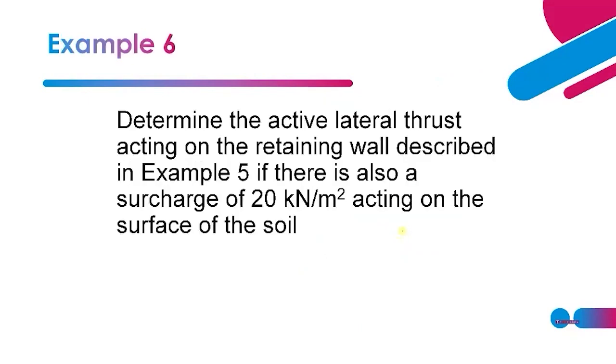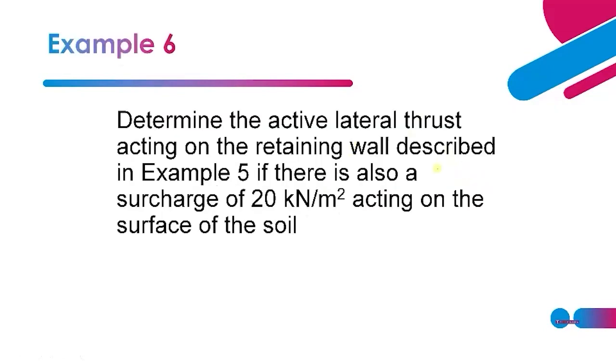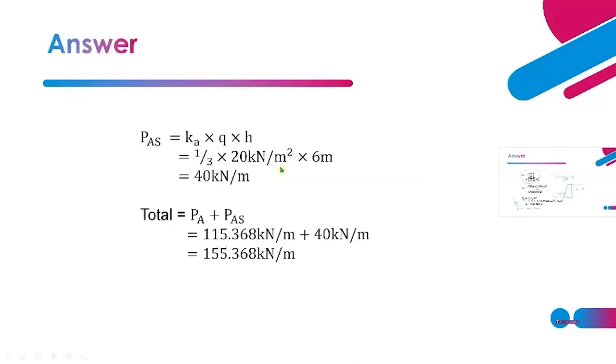So determine the active lateral thrust acting on a retaining wall described in example 5, if there is also a surcharge of 20 kN per meter square acting on the surface of the soil. This is the solution. It's according to the example 5 because dia bagi surcharge, dia minta total active lateral thrust. Maksudnya termasuk juga dengan surcharge. Pressure due to soil that kita dah kira example 5. Sekarang kita kena kira surcharge so that kita dapat total active lateral thrust. We already calculated before. KA we know that it is 1/3 according to example 5. We look at example number 5.